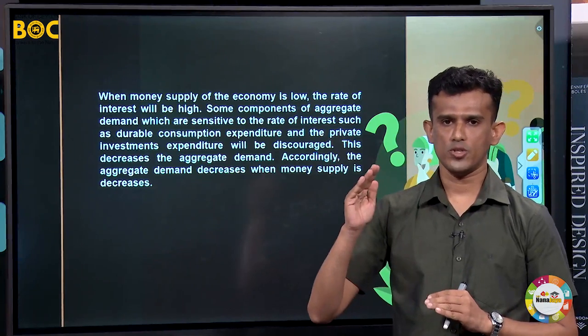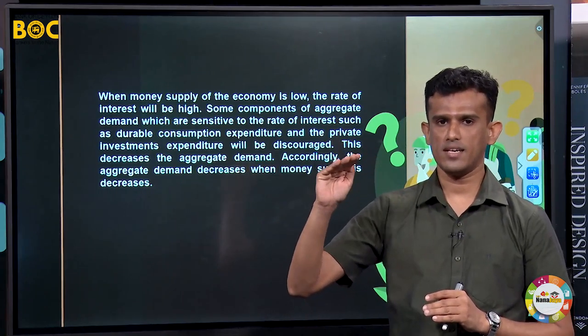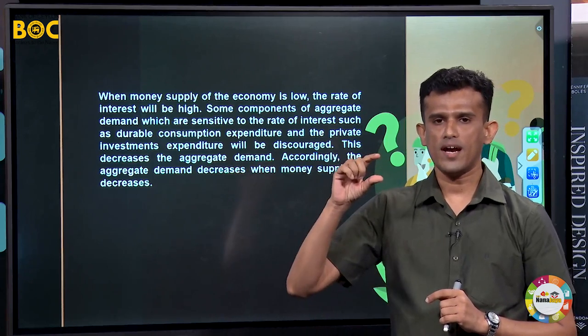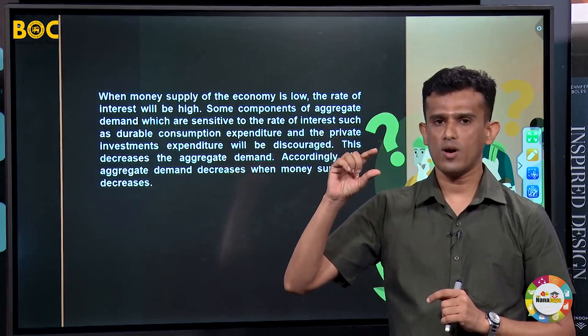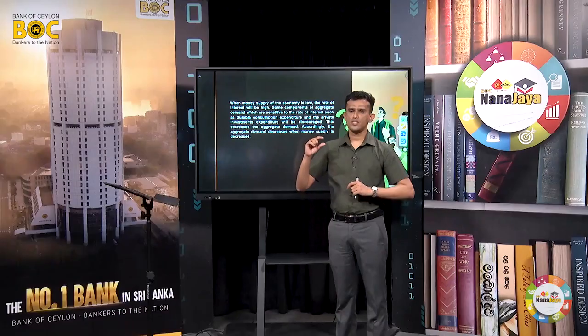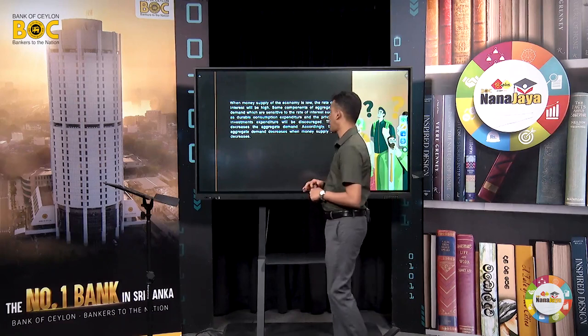First of all, we should say that there is a positive relationship between the money supply and aggregate demand in one point. And then you should explain why the aggregate demand goes up when money supply increases. In another section, you should explain why the aggregate demand goes down when money supply decreases.